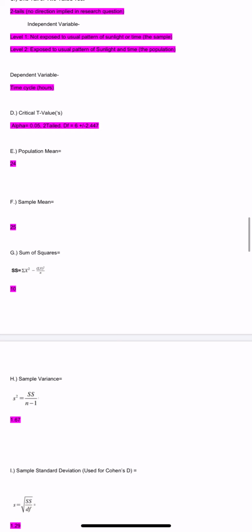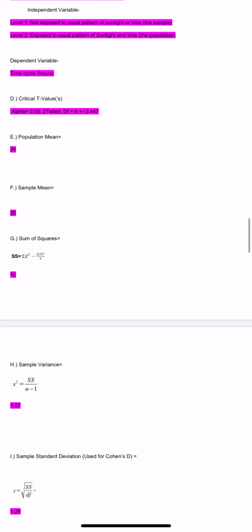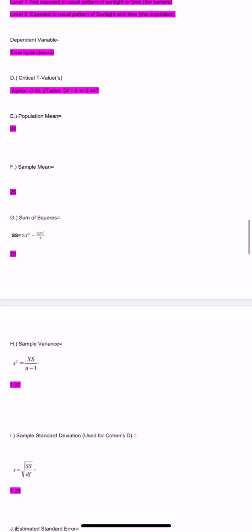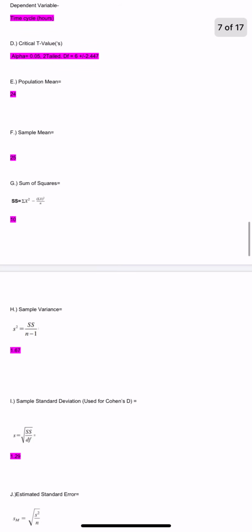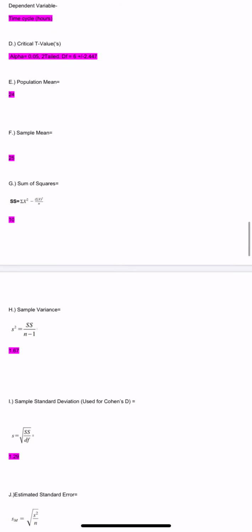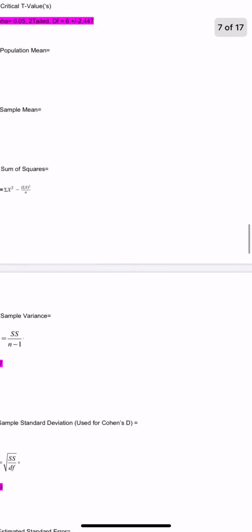So we have to be at that point or greater than it on either side of the distribution to say that we have a significant result. The population mean is 24, right? We all know 24 hours is the known cycle. That's a population mean that we all know. Sample mean, right? You just add up all the sample values, divide by n, and you'll get 25.